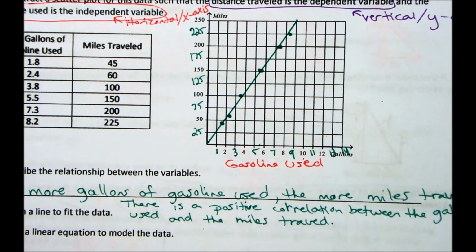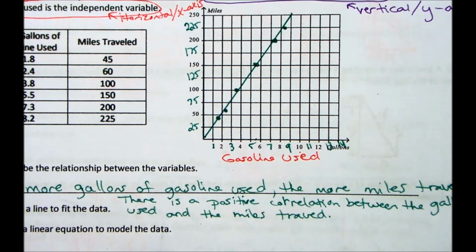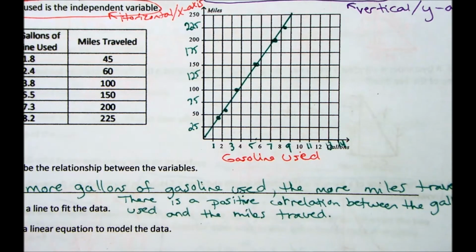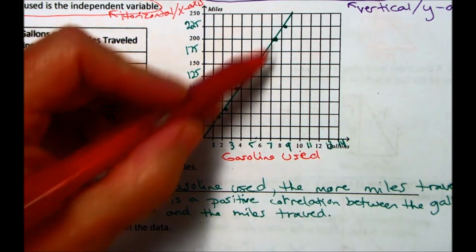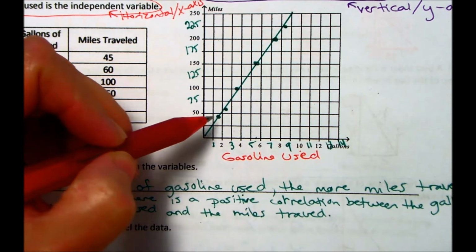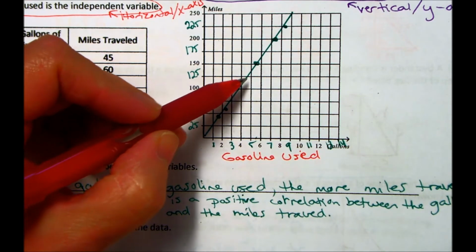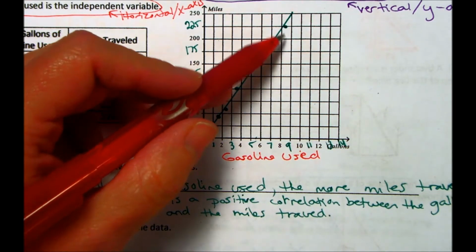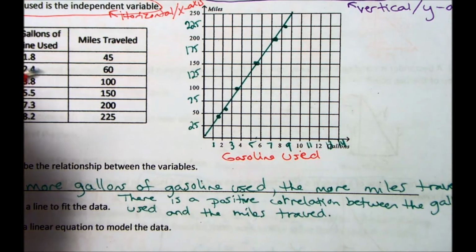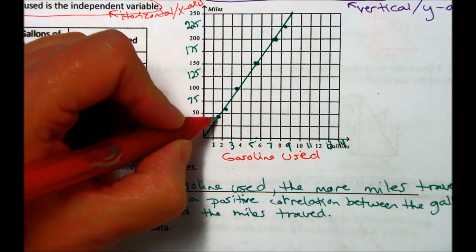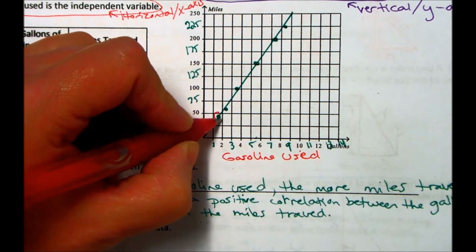The next thing they're asking us to do is write a linear equation to model the data. So we want to write an equation to represent that line. Well, in order to write an equation that represents that line, you need 2 points that are right on the line. So they could be points that are on the data, or they could be points that are not part of the data. So if I'm looking through here, I'm looking for a good point that's easy to identify. So this one here was a pretty good point.